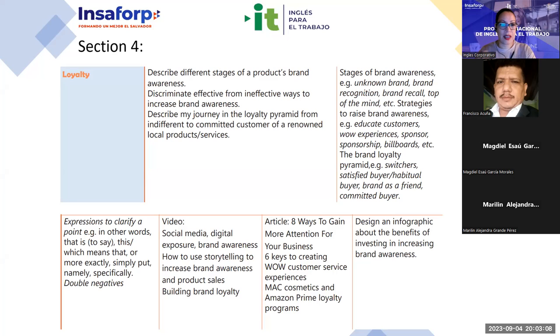discriminating effective from ineffective ways to increase brand awareness, and describing our journey in the loyalty pyramid from indifferent to committed customer of a renowned local product or service. The vocabulary is stages of brand awareness, like unknown brand, brand recognition, brand recall, top of the mind, etc. Strategies to raise brand awareness: educate customers, wow experiences, sponsorship, billboards, etc. The brand loyalty pyramid, for example, switchers, satisfied buyer, habitual buyer, brand as a friend, and committed buyer.